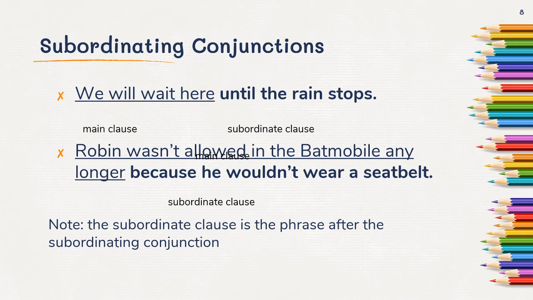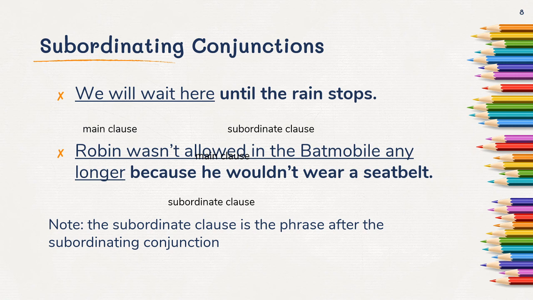So here we have it. We will wait here until the rain stops. We have our main clause, we will wait here, and we have our subordinating clause, until the rain stops. Next we have, Robin wasn't allowed in the Batmobile any longer because he wouldn't wear a seatbelt. So, cause and effect. Robin wasn't allowed in the Batmobile any longer. Why? Because he wouldn't wear the seatbelt.